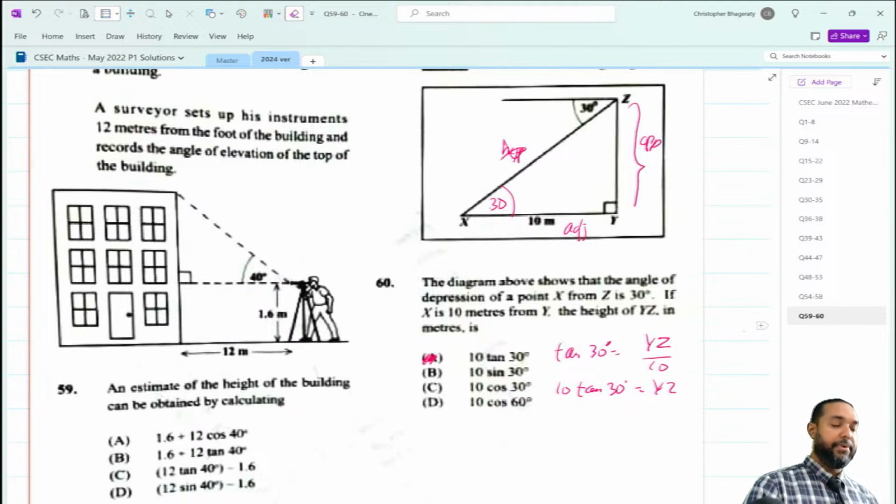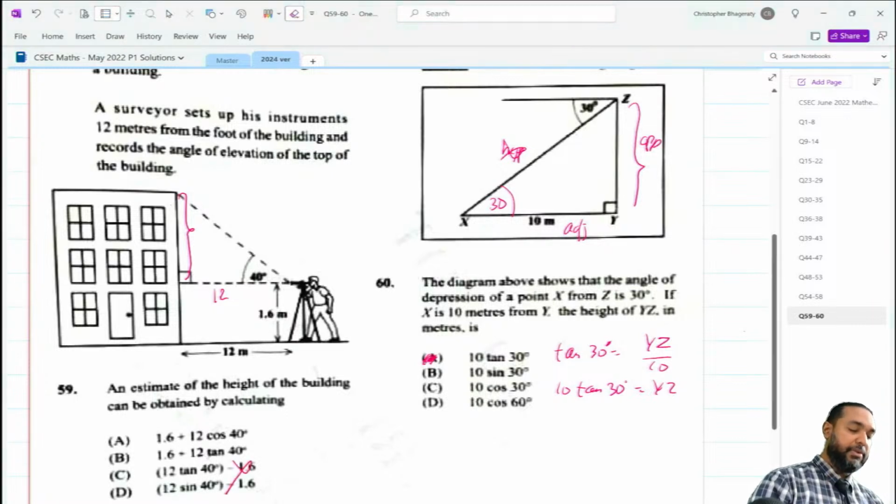Right, so if you were to use this triangle here, you would only find this height here. And to find the total height of the building, you'd have to add what? 1.6 there. All right, cool. So this is also 12 meters here, right? So we know that we're not minusing 1.6. All right? Now check it.